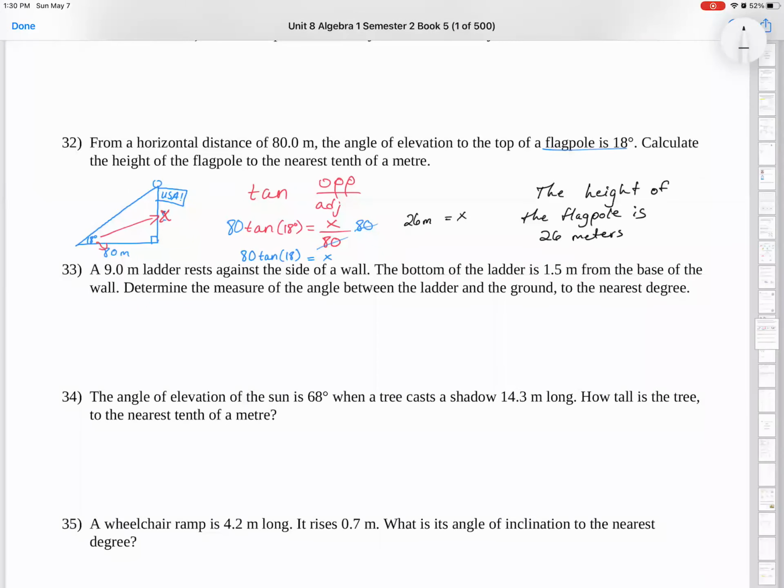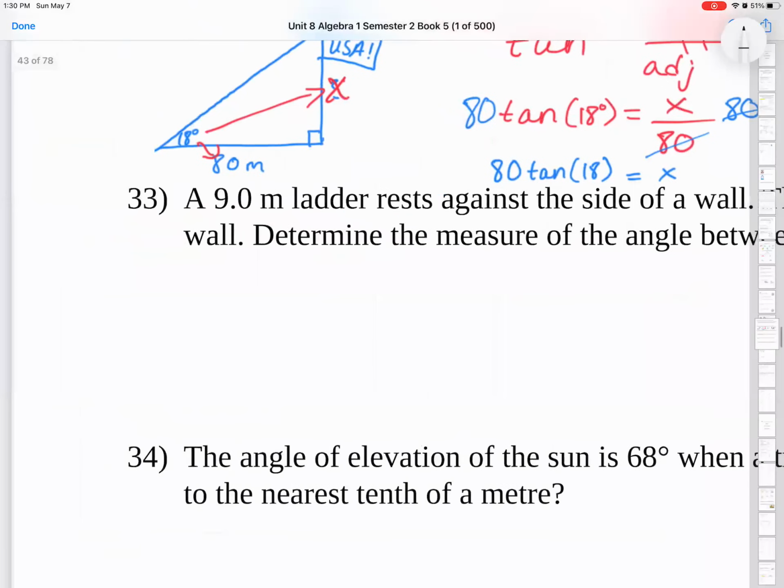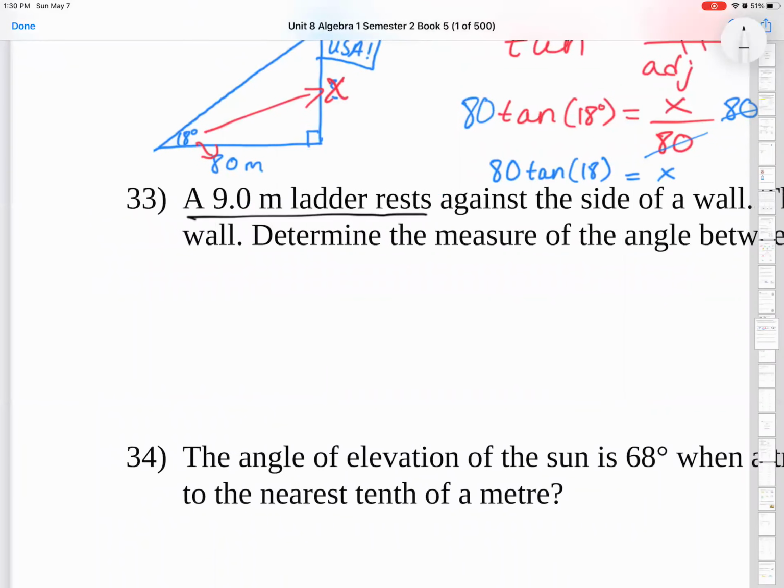All right, for our next one, 39. We have a 9-meter ladder rests against the side of a wall. The bottom of the ladder is 5 meters from the base of the wall. Okay, so our ladder is 9 meters. Okay, so we have a ladder.